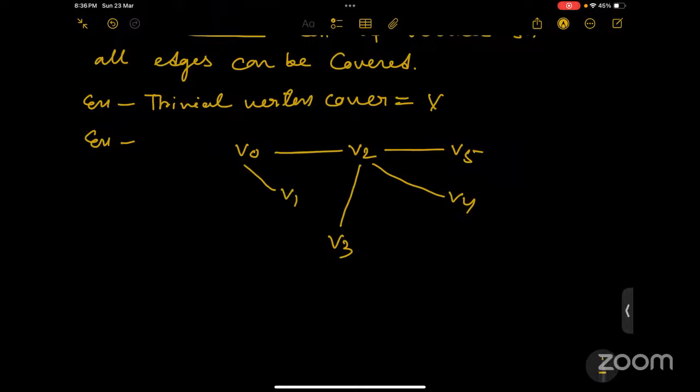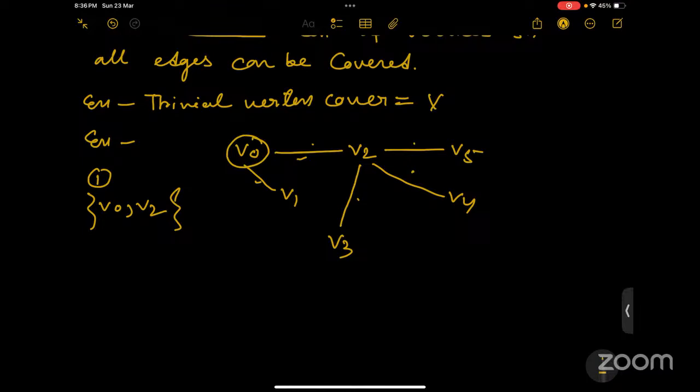Now we can get other sets, right? From here, if I just take V0 and V2, it will be a vertex cover, right? If I take V1, that means these edges we are taking, and V2 means all the 4 edges we are taking, right? So is there any other vertex cover in this graph? No.